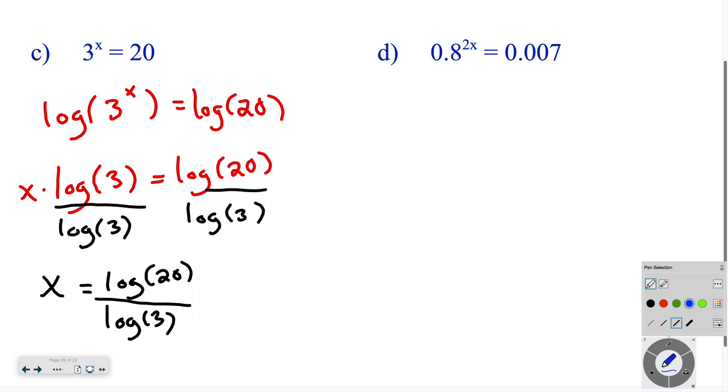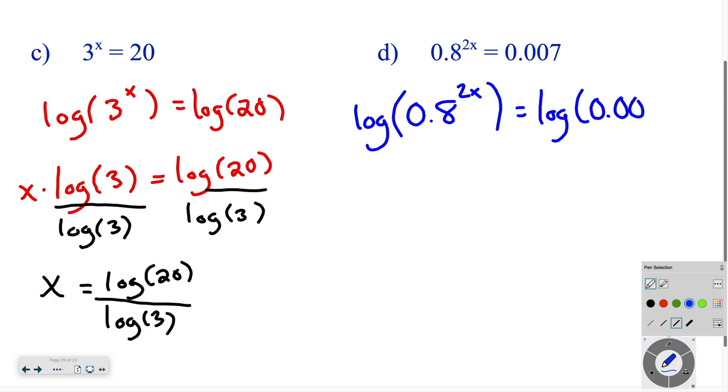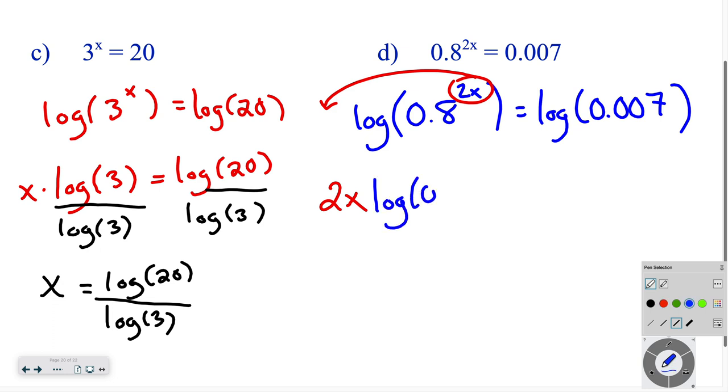Right? So we'll do a log of 0.8 to the 2x equals the log of 0.007. Then, even at this point, you could address that 0.8 to the 2 to the x, or you can easily just pull this out. Right? So now we're dealing with 2x times the log of 0.8 equals the log of 0.007.